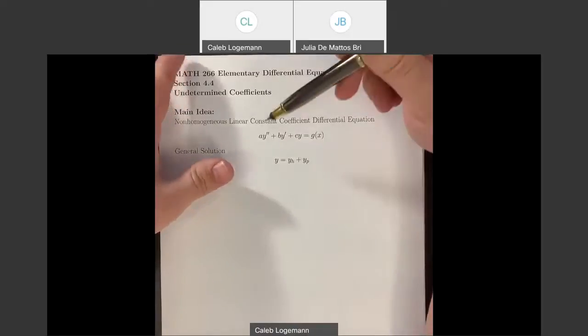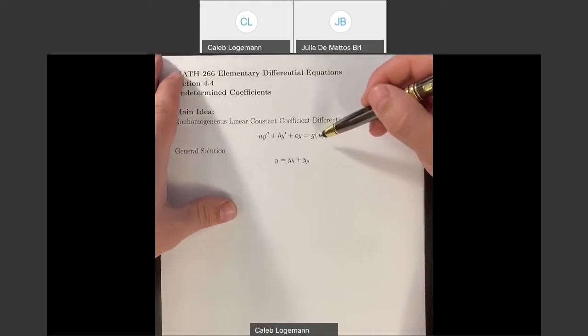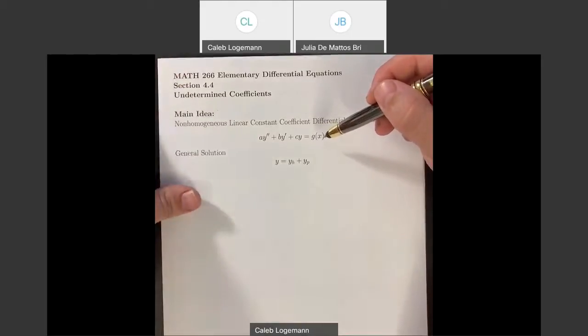Okay, so today I want to talk about section 4.4, undetermined coefficients. So last week we started talking about linear constant coefficient homogeneous differential equations. Okay, so that's basically this type of equation, but there's a zero here on the right-hand side. That's what makes it homogeneous.